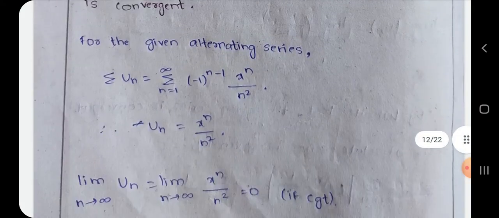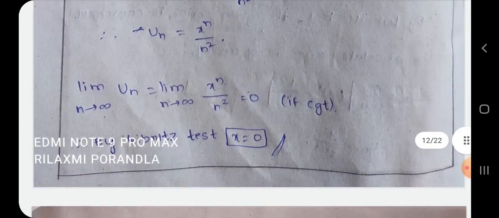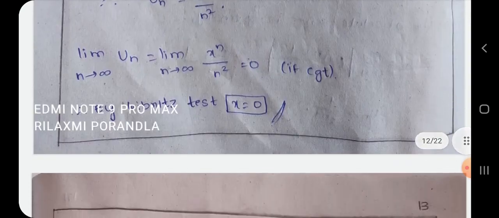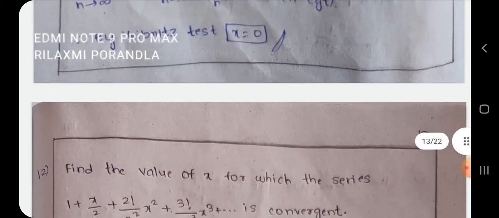For the 11th problem of alternating series, so on applying Leibniz test you are getting the total equal to 0. That means you are not getting any x term. So for all the values of x the given series is convergent.